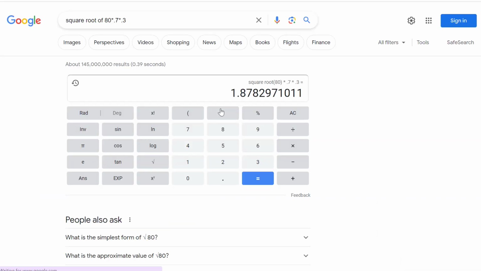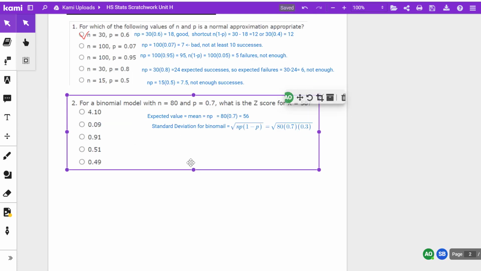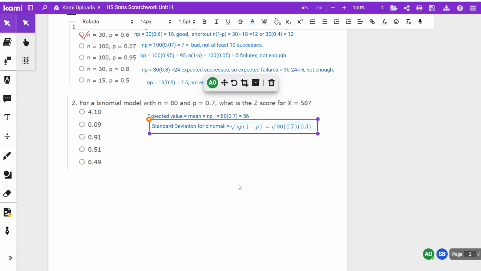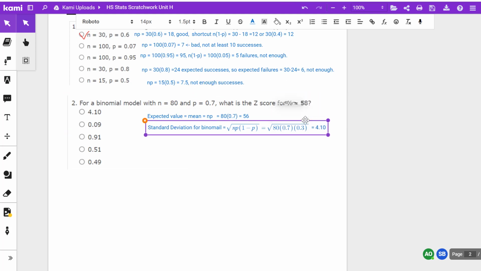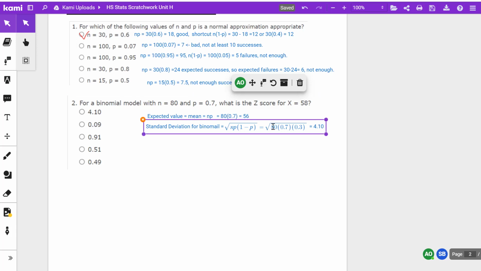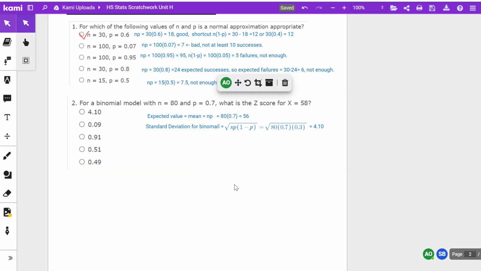Let's see if it worked. Okay, so 80 times 0.7. If you're using a cheapo calculator, like a Google calculator, by the way, I need to take the square root of that. So the square root of 16.8 is 4.10. So standard deviation is 4.10. Be careful with the cheapo calculators. Even Google will throw you off if you're trying to use it to do a quick calculation. You need to make sure you multiply all three of those and then take the square root of that.